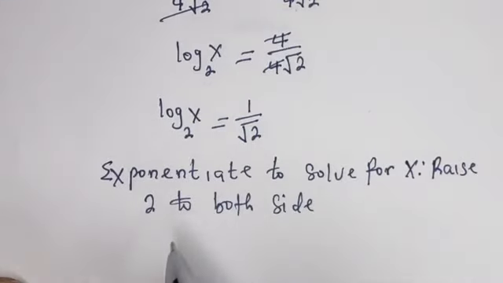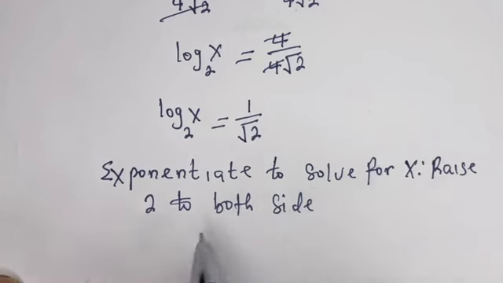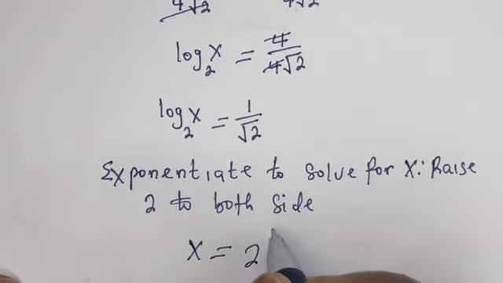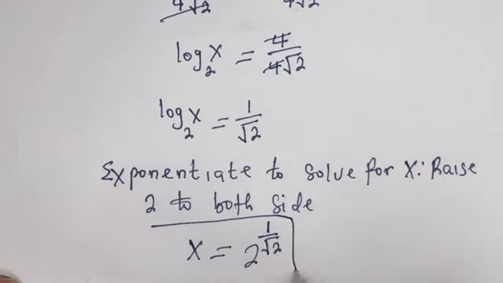Then from here, if you exponentiate to solve for s and raise 2 to both sides, s will be equal to 2 to the power of 1 divided by square root of 2. And this is the final answer.